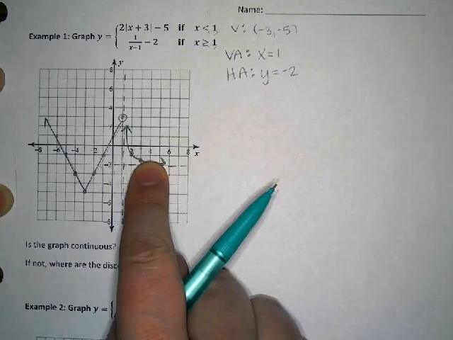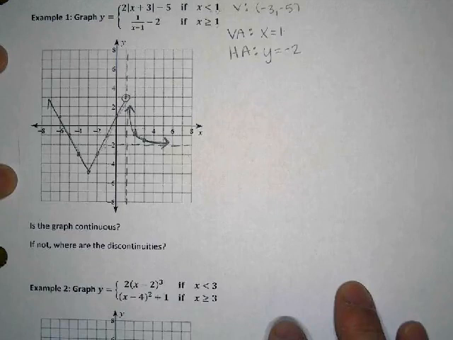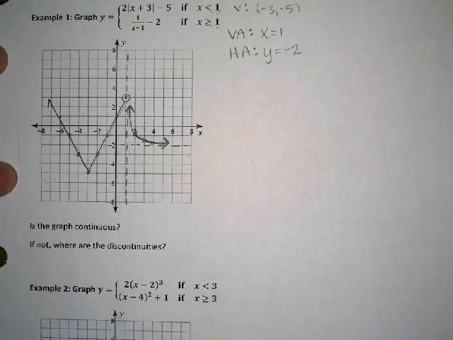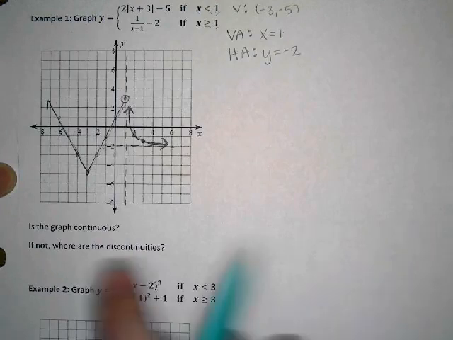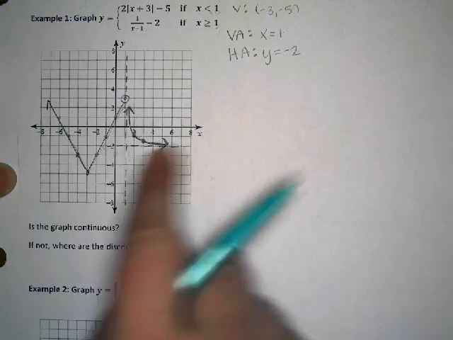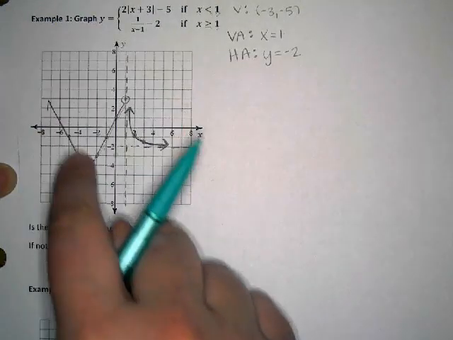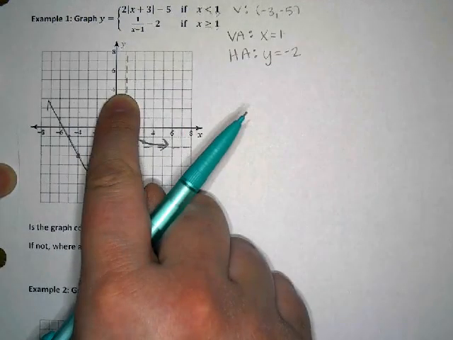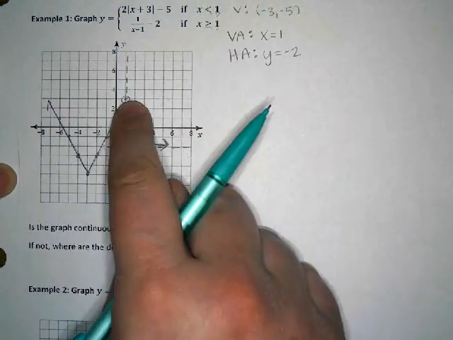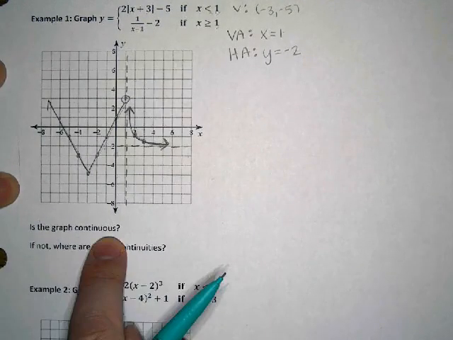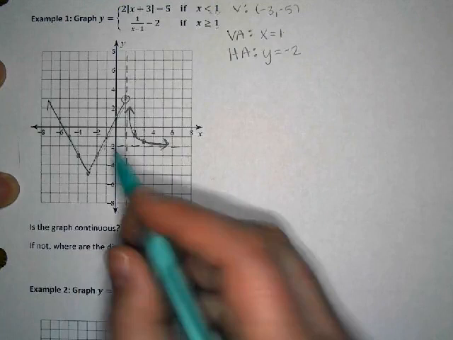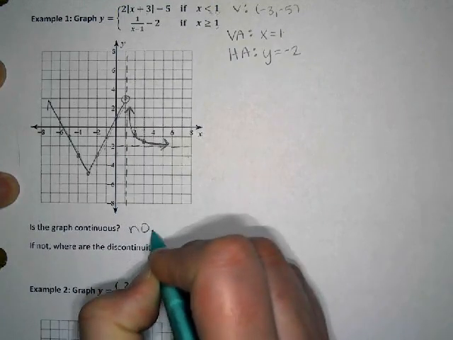Now, yesterday we talked about something called continuity, and a graph was continuous if you could trace the entire graph without picking up your finger. So this graph has two pieces. If I was to trace this whole graph, I would trace the V, and then I would have to pick up my finger, hop over the asymptote, and then trace the rational function. So is this graph continuous? No, it is not. And piecewise functions are generally not continuous.